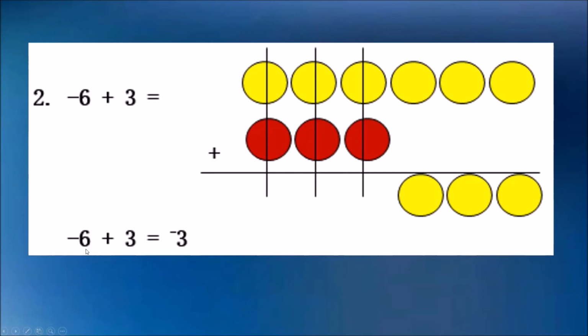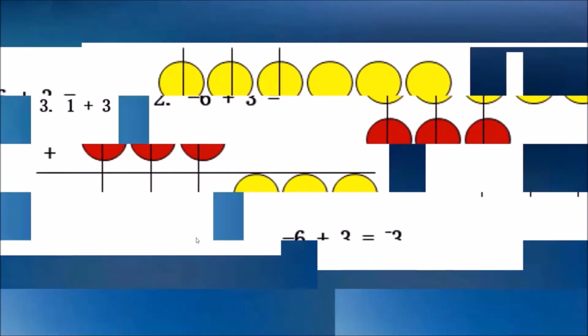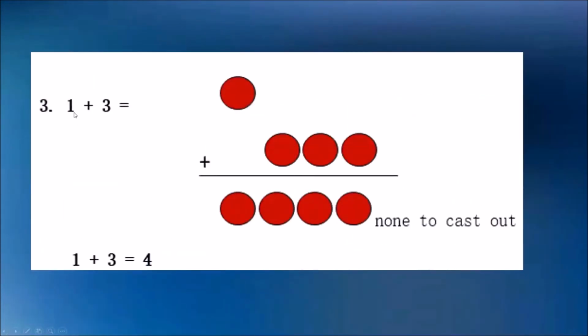It means subtract 6 minus 3 is equal to 3 and copy the sign of the bigger number of 6, which is negative. Number 3, 1 plus 3. Parehas ang sign, kaya wala tayong makikitang yellow chip. So may isang red chip sa taas at may 3 red chips sa baba. Wala tayong ika-cast out dahil walang yellow chips. Therefore, pagsasama-samahin natin lahat ng red chips. So we have 1 plus 3 is equal to 4.